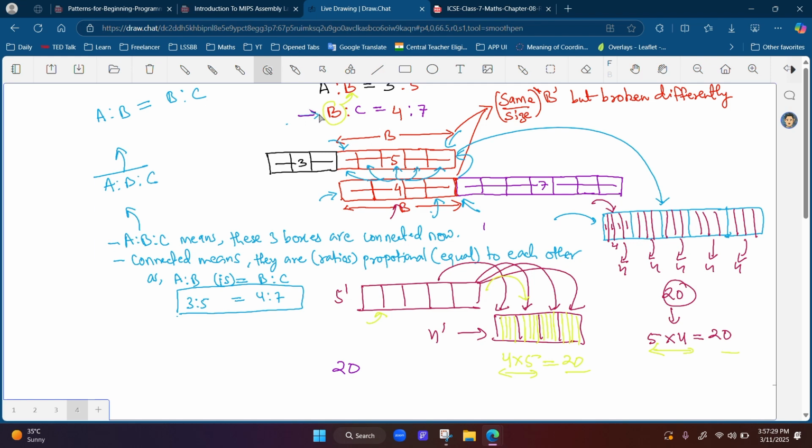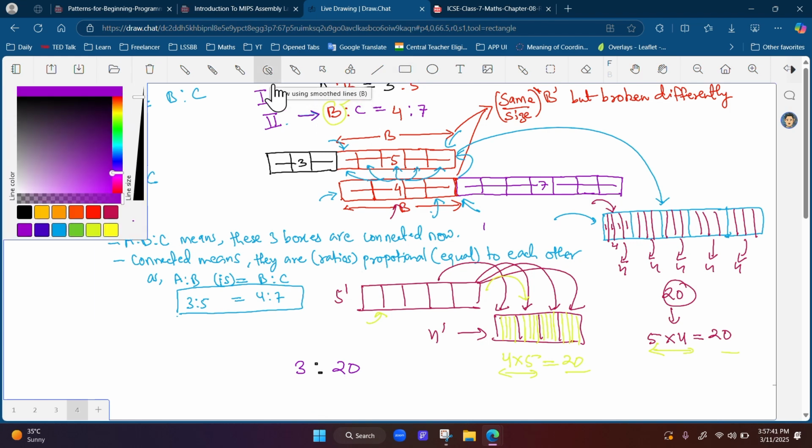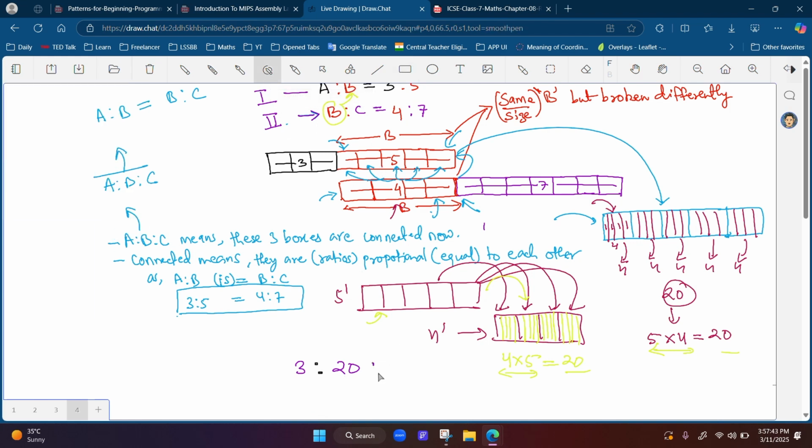Let me give this ratio as second and this ratio as 1. Now try to see A here. A is 3 and C is 7. And this 20 is represented by both first and second ratios. But they are still not proportional, meaning equal or proportional. Why? Because of the same logic.